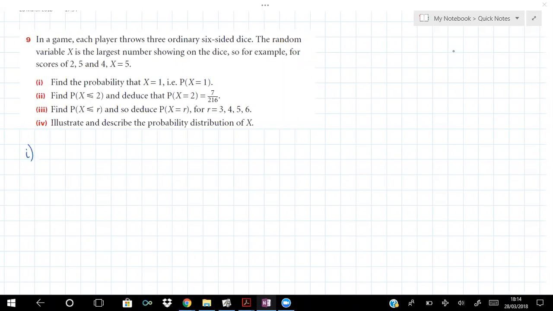In this question, it says, in a game, each player throws 3 ordinary 6-sided dice. The random variable x is the largest number showing on the dice. So, for example, for scores of 2, 5, and 4, x equals 5. So for this one, we've got 3 ordinary dice, and our random variable x is the largest number that we roll. So for example, if we roll the dice and get a 2, a 5, and a 4, then our x is going to be 5.